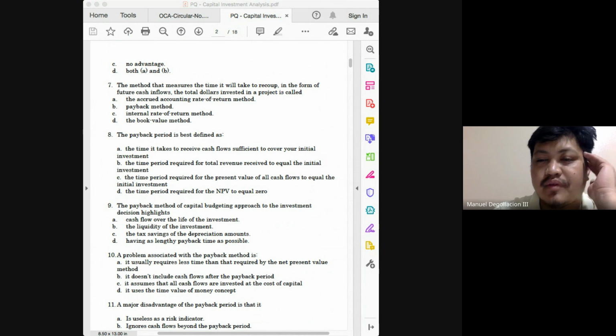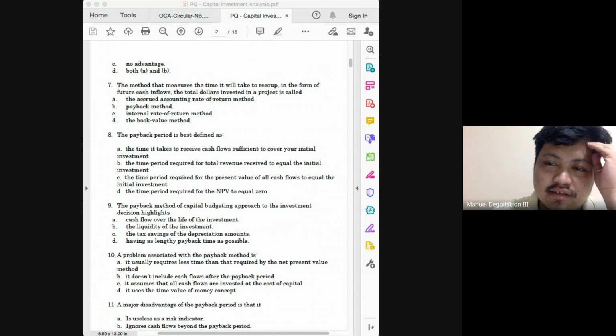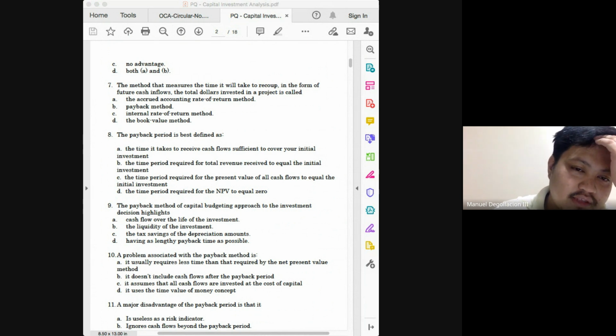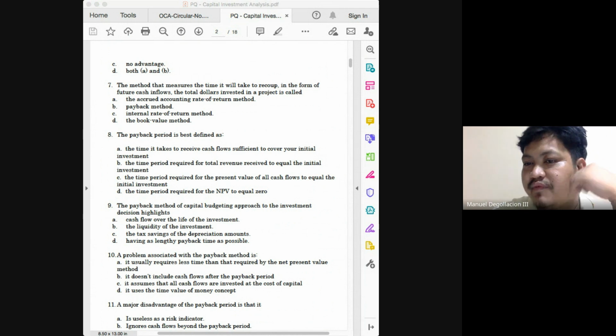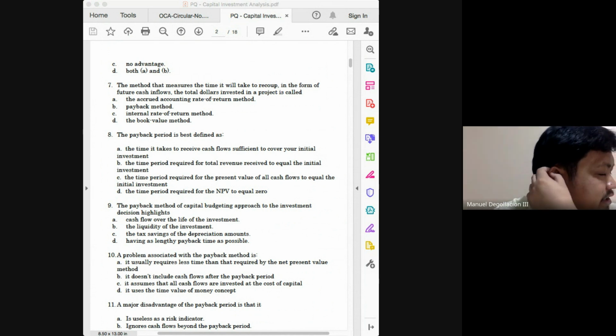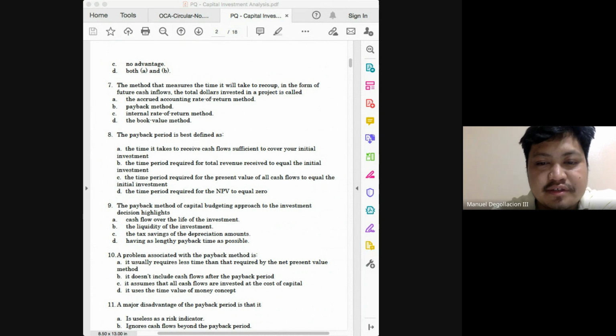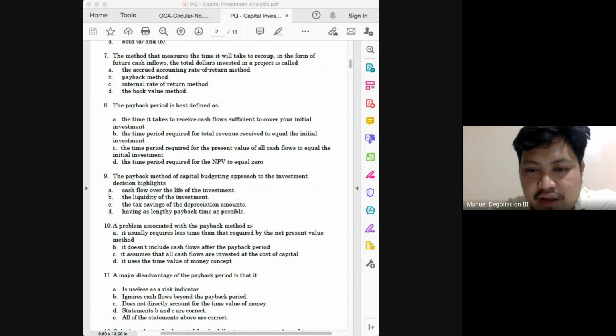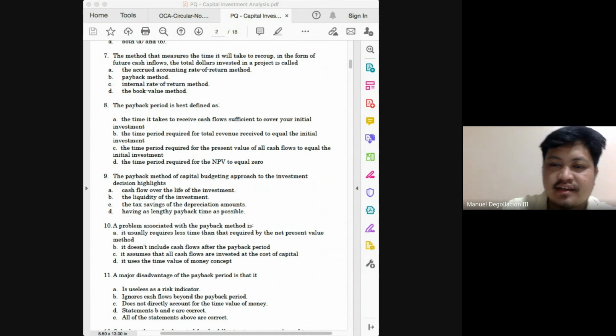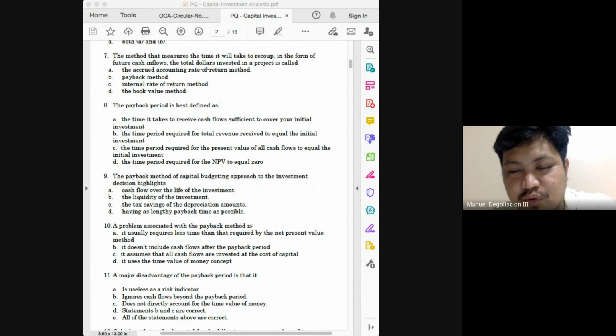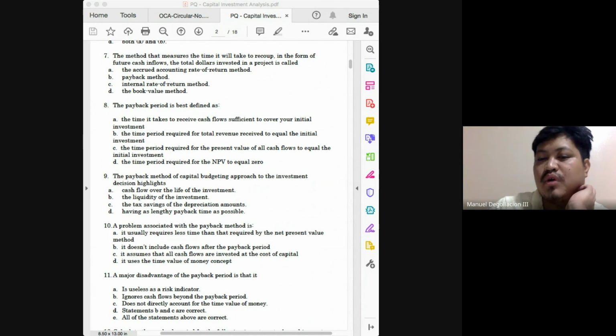Okay, so in the payback method, you would get the payback period, and it is expressed in terms of time or years. So net present value is expressed in terms of monetary amount. The internal rate of return is expressed in terms of a percentage, and your payback period is expressed in terms of time or years. Number eight, the payback period is best defined as letter A, the time it takes to receive cash flow sufficient to cover your initial investment.